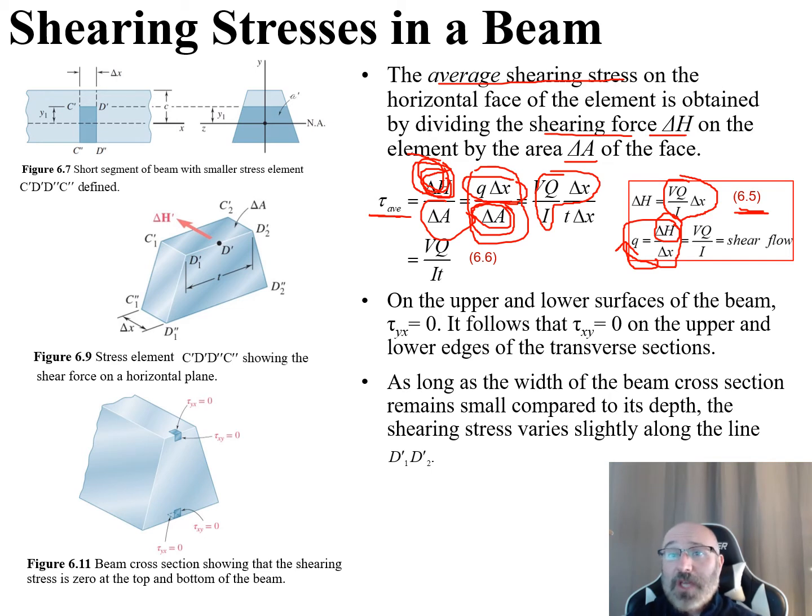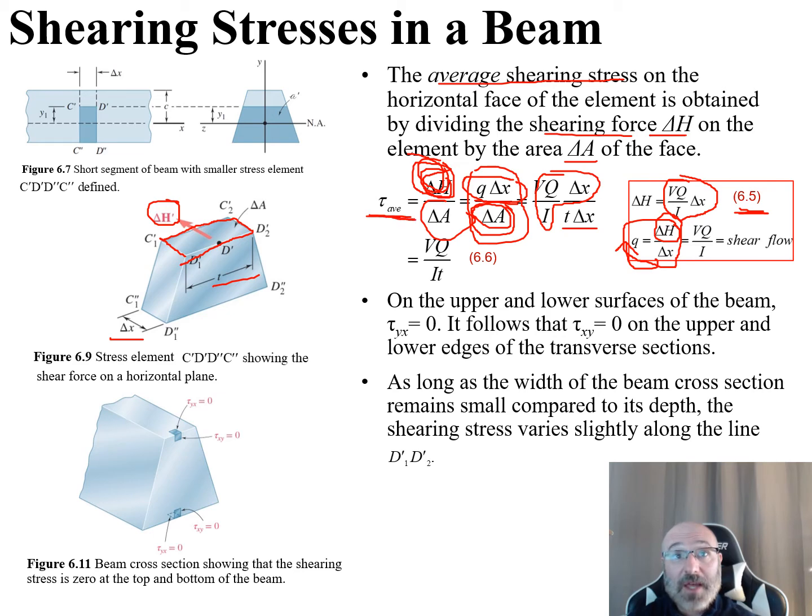Well, what is our delta A? A is the cross-sectional area of that surface right there. Well, what surface are we talking about? We're talking about this top surface right here, because there's our delta H that we're dealing with. So what is our area of a rectangle? Base times height. Well, we have our base here of our delta X, and we have our height here of T. So there is our area, T times our delta X. So now we have that relationship there.